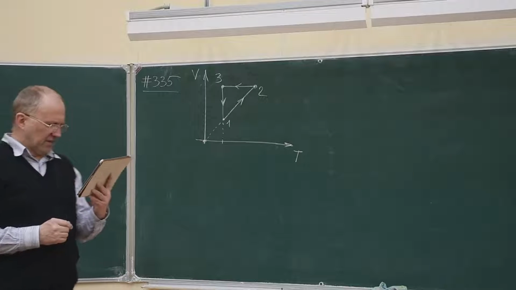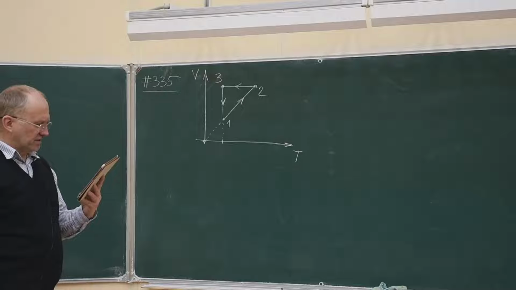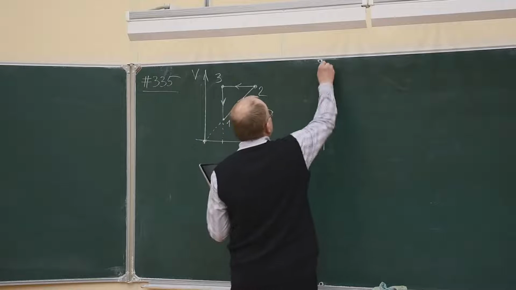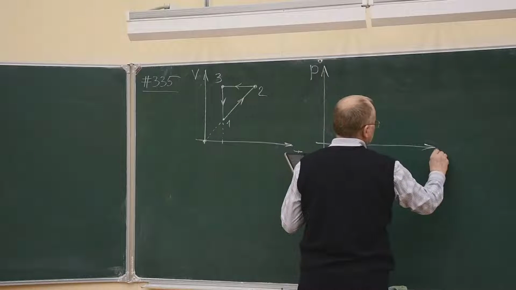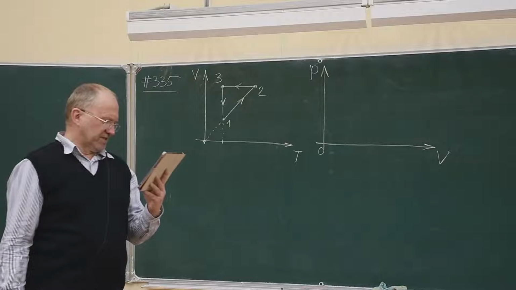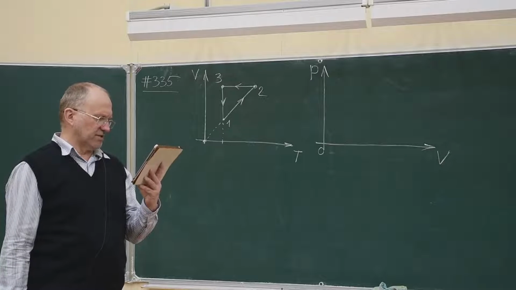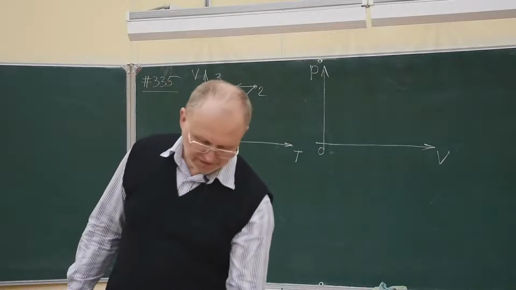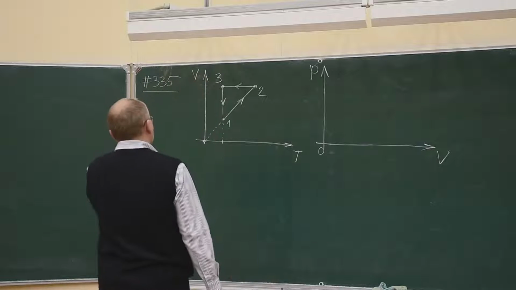And it says that a cyclic process is performed with a certain amount of an ideal gas. Show the same process on a PV diagram. So we have to show the same cyclic process on the diagram of pressure versus volume. Show the same process on a PV diagram and indicate the stages when the gas received and when it released heat. It said rejected heat. I don't like this word. It's better to say to release heat than to reject heat.